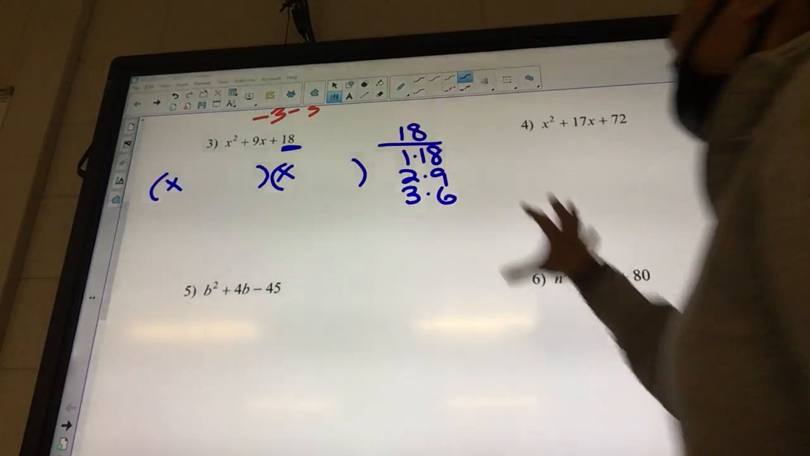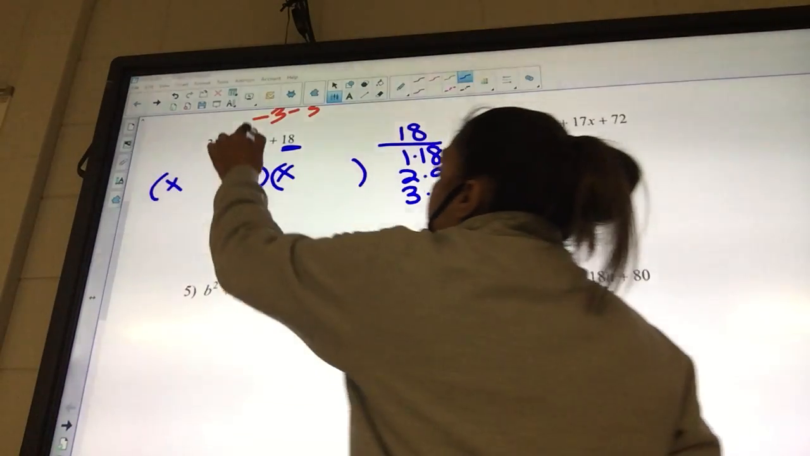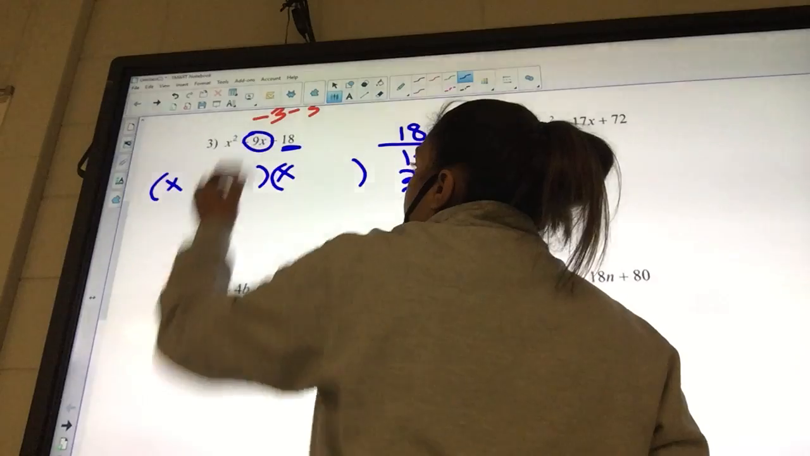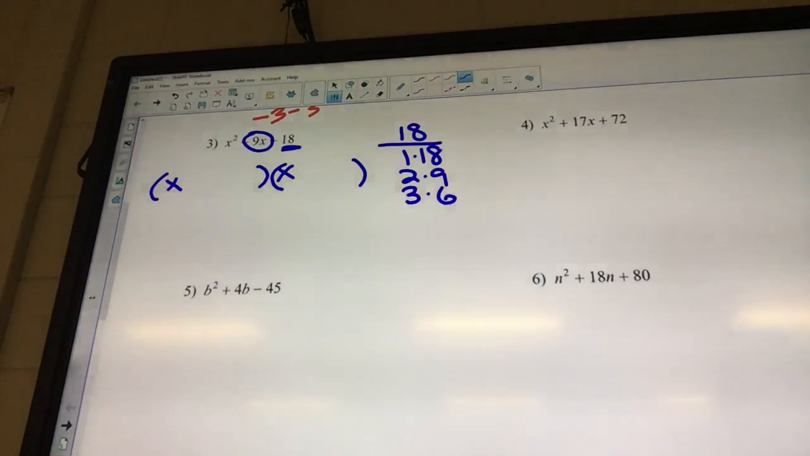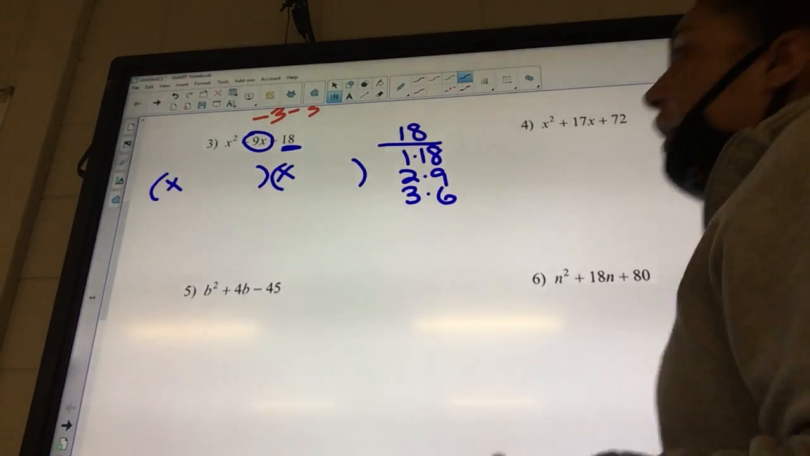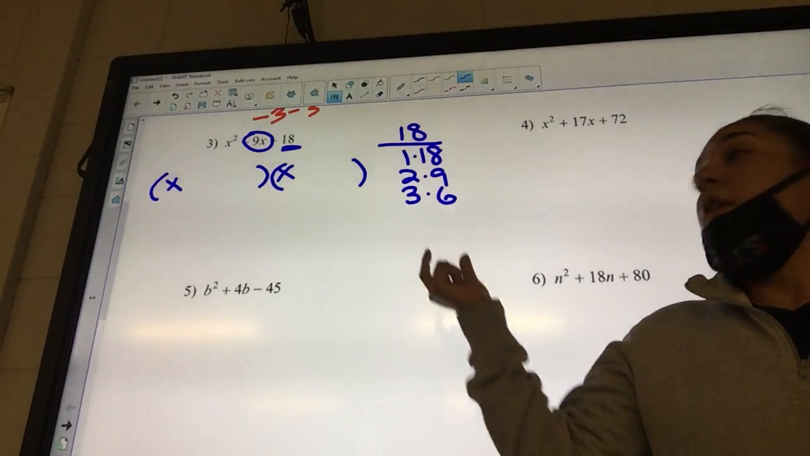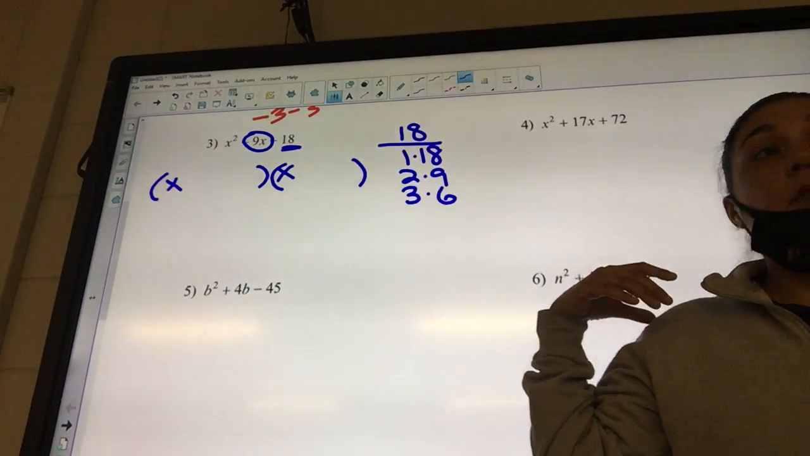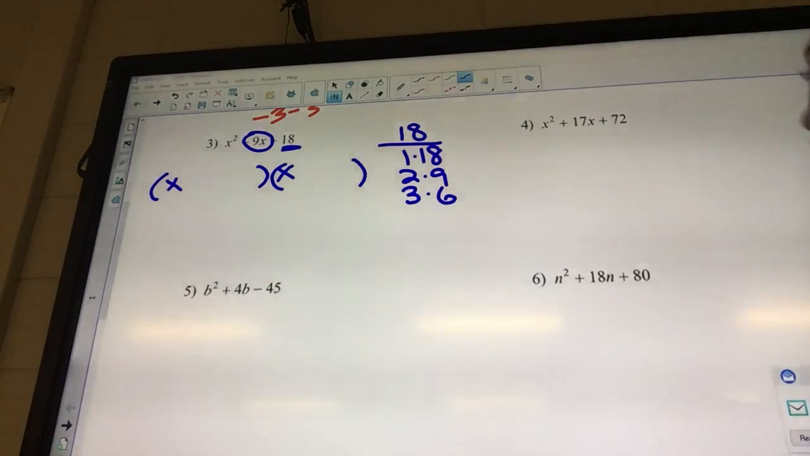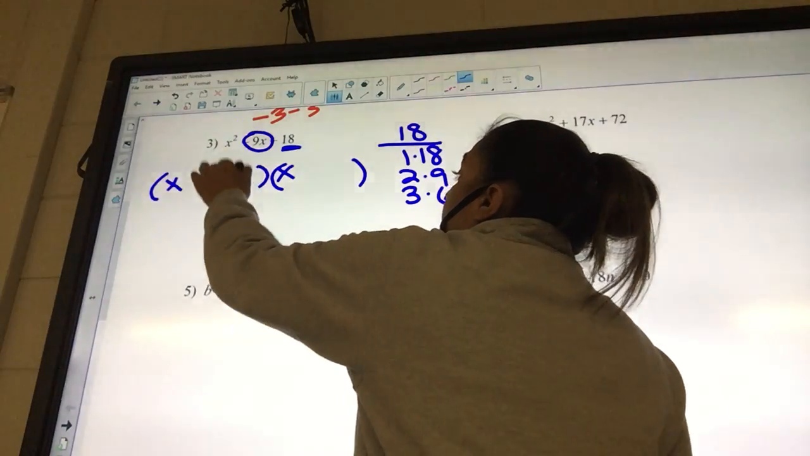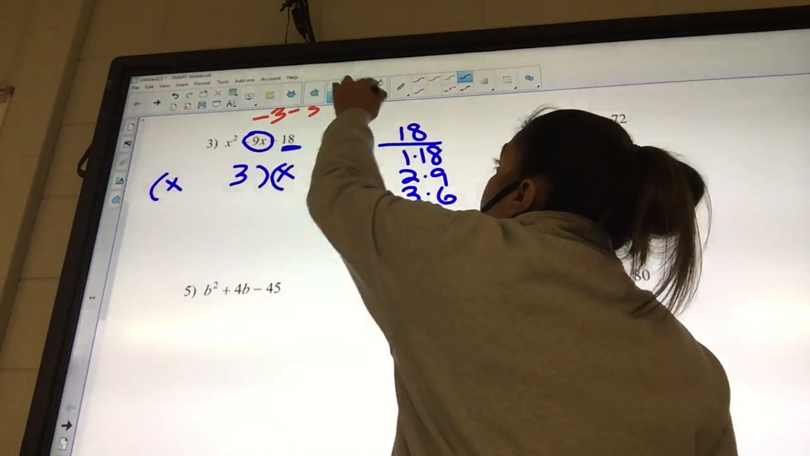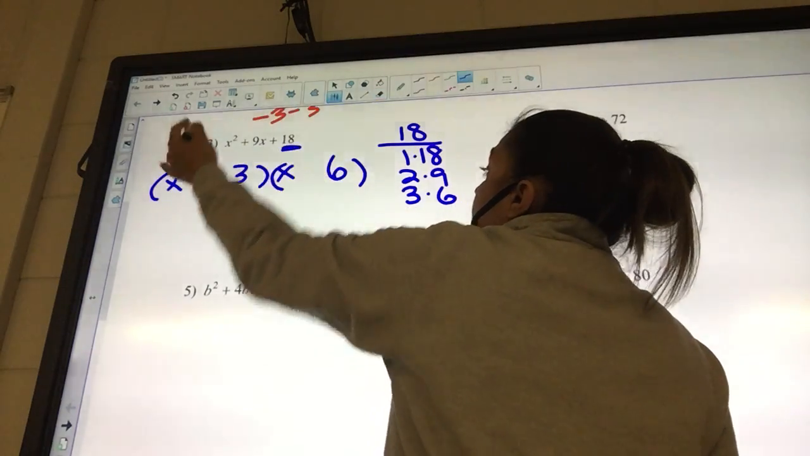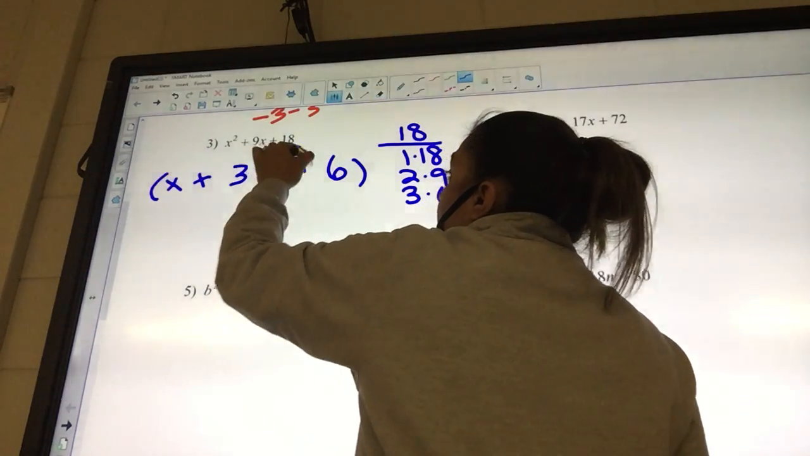Okay, so of these groups, we need something to add or subtract to give me a 9. Well, we got to pick the numbers first. 3 and 6? Would a 3 and a 6 ever give me a 9? Yes. How? 3 plus 6 is 9. Okay, so we can say 3 and a 6. And we need a plus 9. And so you already know that this is plus plus.